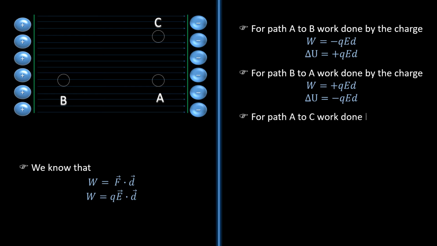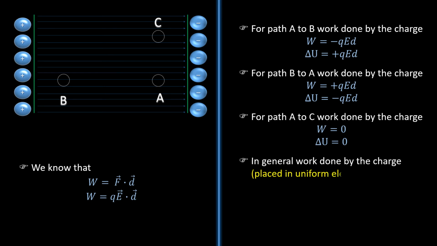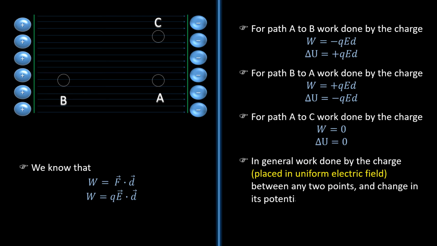What if we consider path A to C? When you consider A to C displacement, the angle between force and displacement is 90, and hence the change in potential energy and work done both will be 0. Cos 90 will give you 0. So in general, we can say that work done when we are in a uniform electric field is QEd cos theta, and hence the change in potential energy is minus QEd cos theta. That is how we can express the change in potential energy for a charge being moved in a uniform electric field.